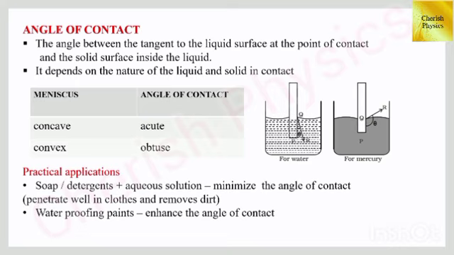If we add soap or detergent in an aqueous solution, its angle of contact becomes minimum, so the soap solution penetrates well in the cloth and removes the dirt. Next one, waterproofing paint. It enhances the angle of contact, so water does not penetrate through the wall.